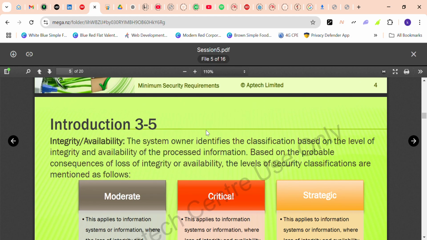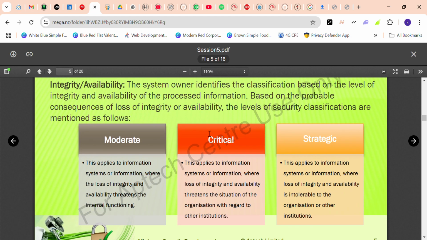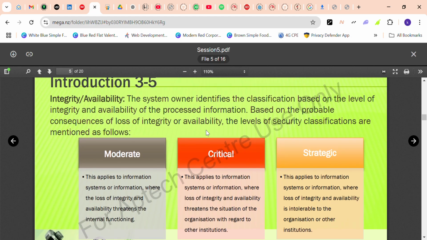And then let's talk about integrity and availability. The system owner identifies the classification based on the level of integrity and availability of processed information, based on the probable consequence of loss of integrity or availability.